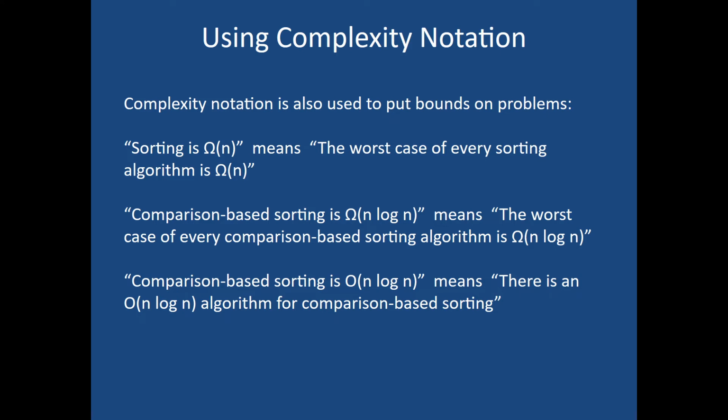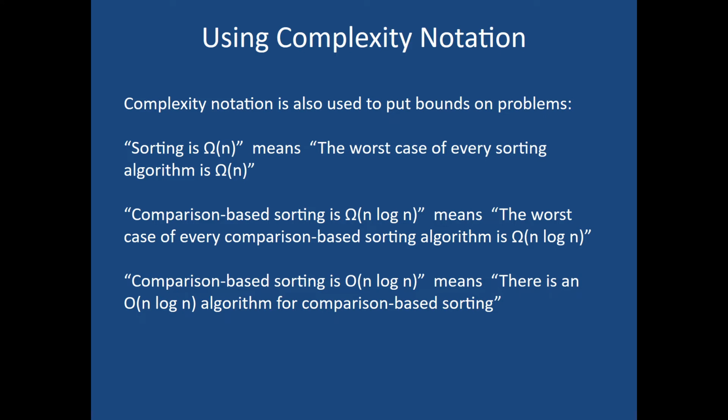So when I say that the sorting problem is omega of n, what I'm saying is that the worst case of every sorting algorithm is omega of n. For any sorting algorithm out there, every one of them is going to have a worst case that's omega of n. It's easy to see why, we said last time. Because every algorithm has to at least look at every element.